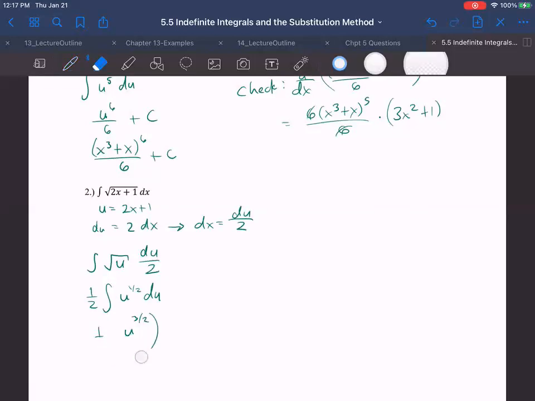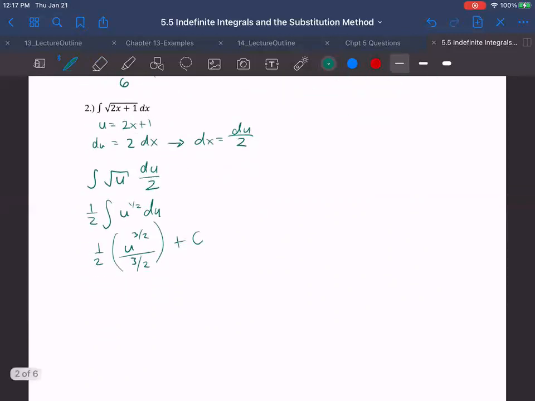Sorry. This is u to the 3/2 divided by 3/2 and then plus a c, right? And so then this becomes 1/2 times 2u to the 3/2 over 3. And then those 2s will cancel, right? And u to the 3/2 over 3 plus c, and then we can substitute back in, right? 2x plus 1 to the 3/2 over 3 plus some constant.